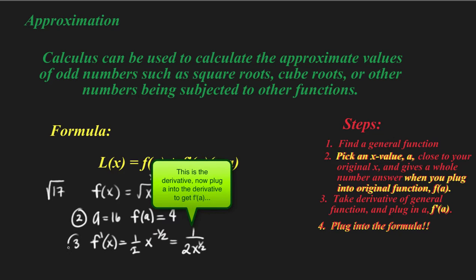I'm doing step 3 now where I'm plugging in the derivative, the a value, into the derivative. So we're going to look for f prime of 16. And we have to choose 16 because we're going to be taking another square root, right? It doesn't make sense to choose a number that's not a perfect square, otherwise we'd be in trouble. So at that point we would get the square root of 16 is 4 times 2, a 1/8. So that's f prime of a right there.